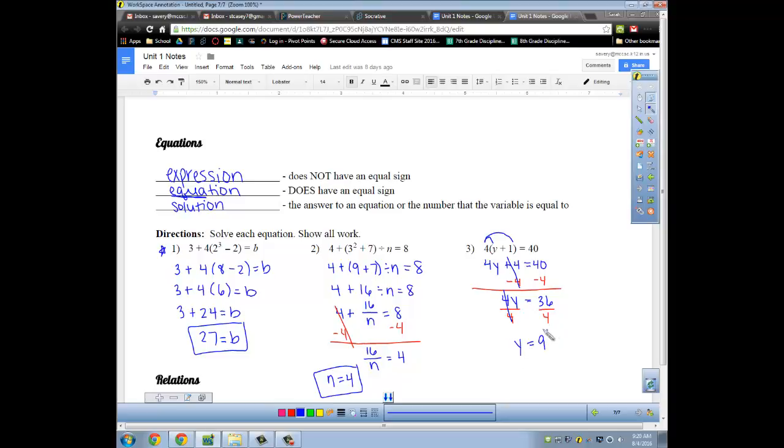So again, if you need more time with that, please do not worry. Your focus today is number one, making sure you know what an equation is and that you can do order of operations on one side of an equation.